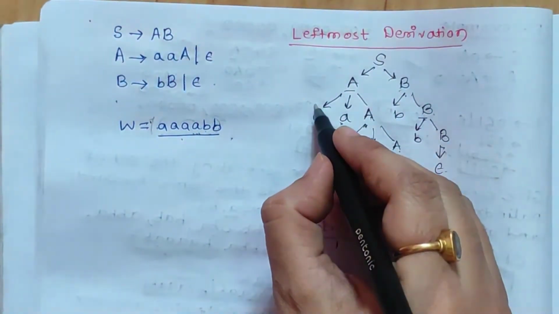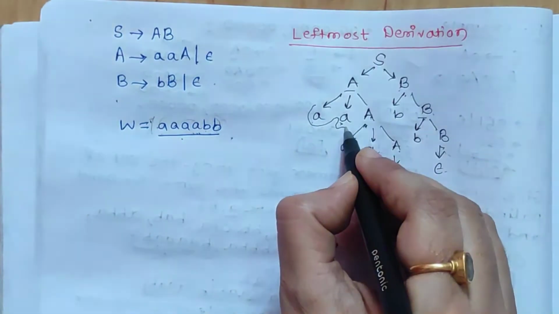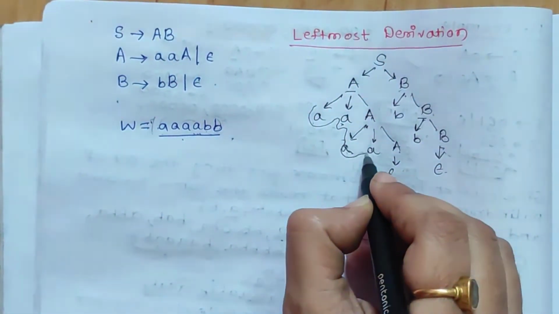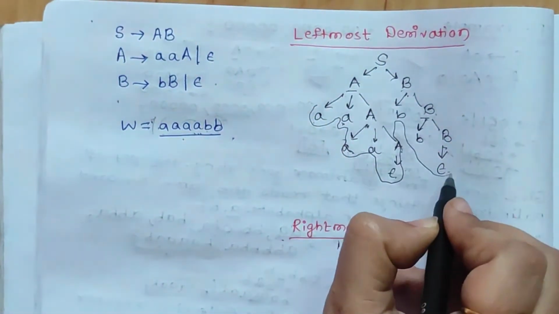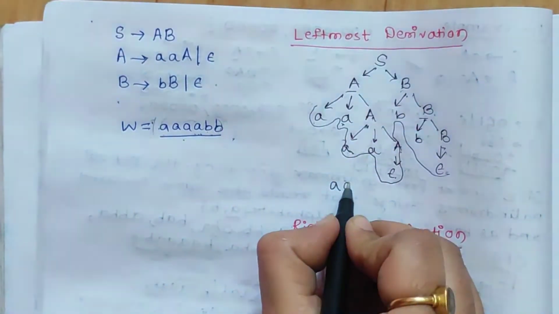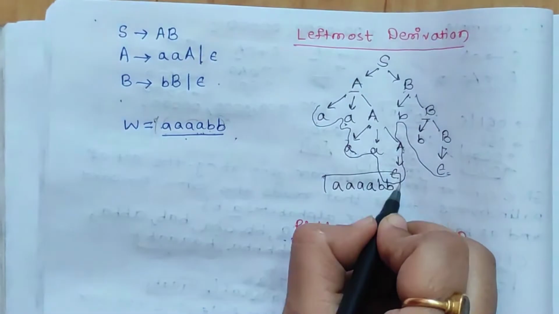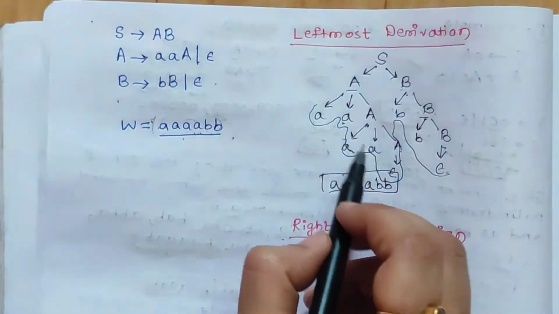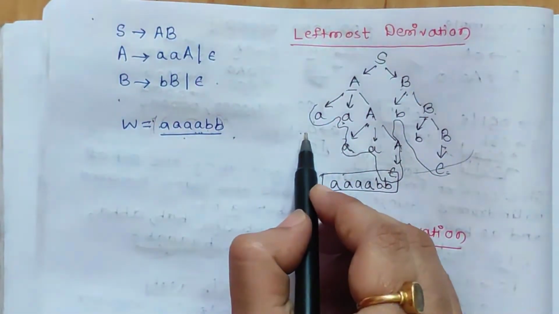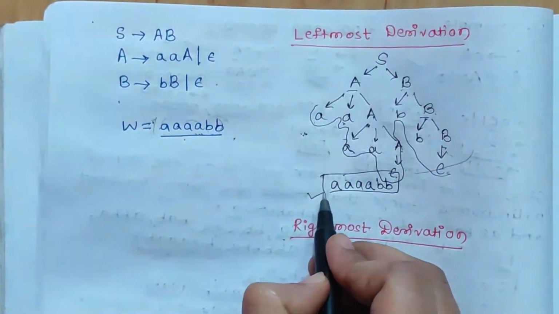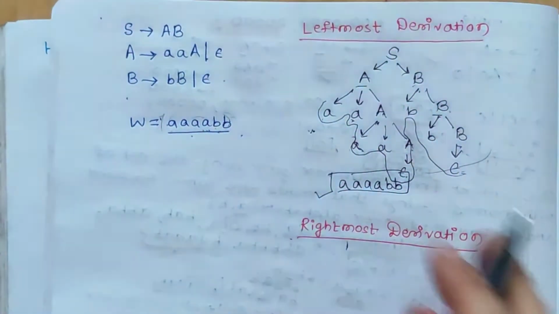Now how to get the resultant string? You have to parse like this and get the string. So the string we are getting is a, b and b. So this is how you have to derive the string. This is a derivation tree or parse tree for the given grammar and for the given string.